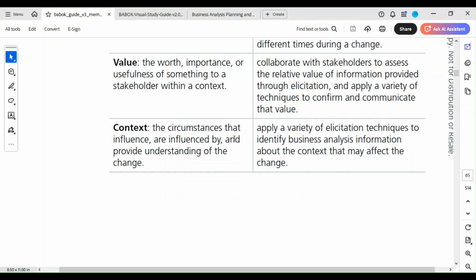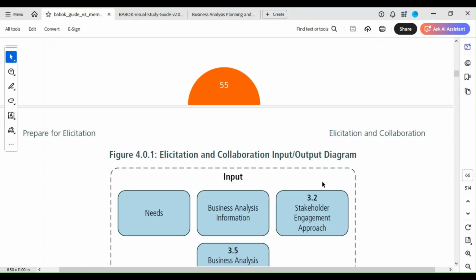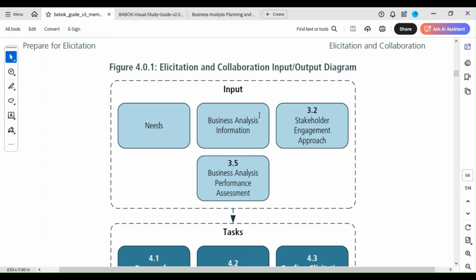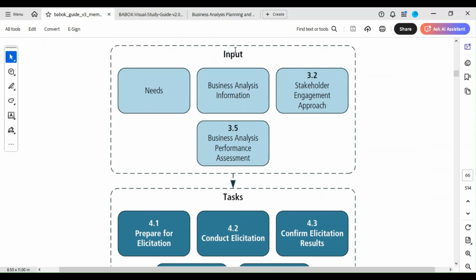Context: the circumstances that influence or are influenced by and provide understanding of the change. Business analysts at this point apply a variety of elicitation techniques to identify business analysis information about the context that may affect the change. Now, let's look at the elicitation and collaboration input and output diagram. Input is what are the business needs, or what does the business need? Business analysis information is required here.